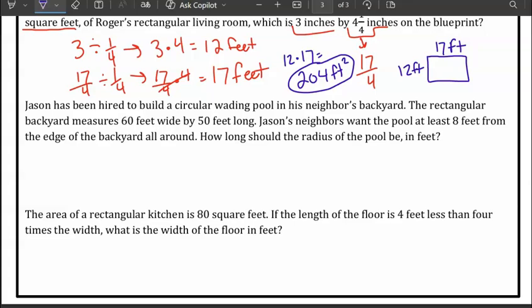Jason has been hired to build a circular wading pool in his neighbor's backyard. The rectangular backyard measures 60 feet wide by 50 feet long. Jason's neighbor wants the pool at least 8 feet from the edge of the backyard all around. How long should the radius of the pool be in feet? We're going to find the largest possible radius for this pool.